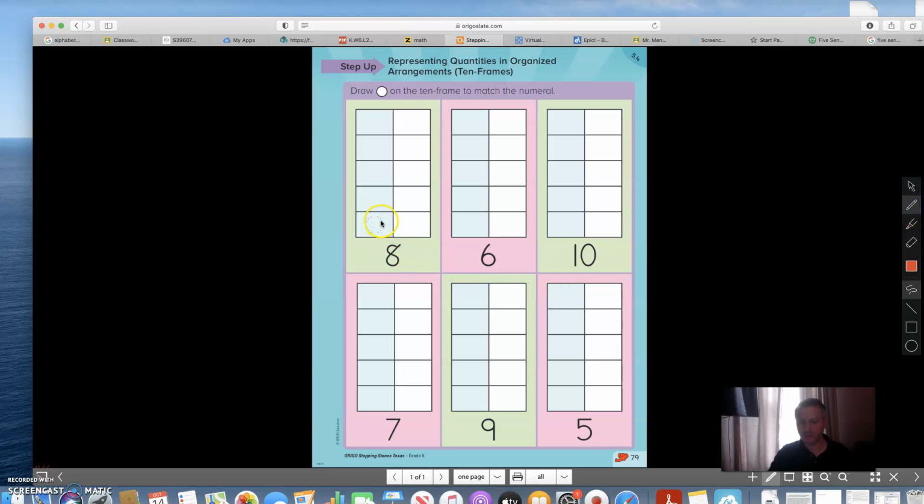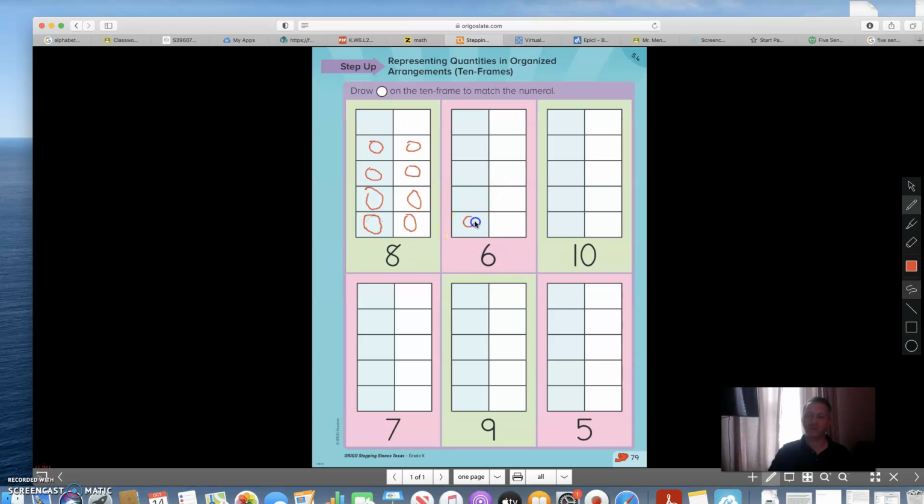I see the first one is starting to be kind of, there's a tracing there. So I can finish that one. 1, 2, 3, 4, 5, 6, 7, 8. Does that match the numeral? Does that match the number? 8. 1, 2, 3, 4, 5, 6, 7, 8. I double check, and yes, it does. All right, let's do 2 more.